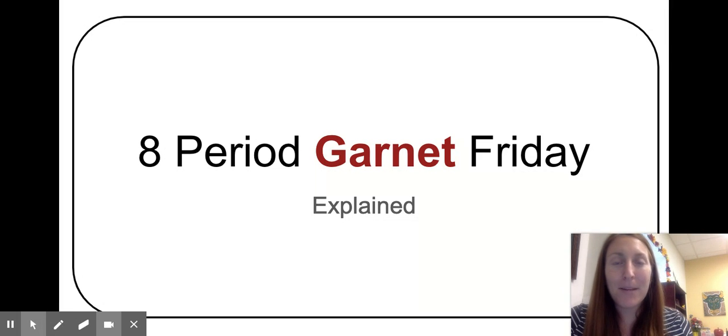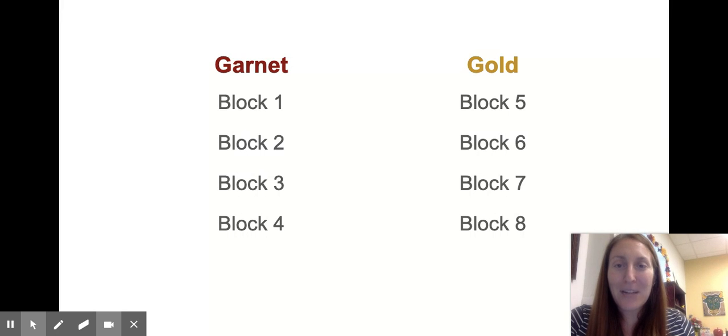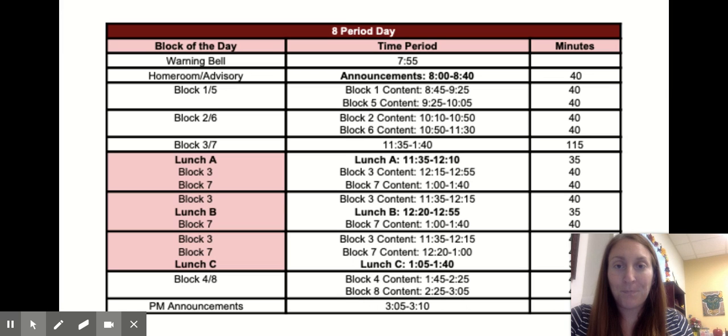I am here to explain our 8-period Garnet Friday schedule. In case you weren't sure, our Garnet classes are blocks 1 through 4, where students attend on Mondays and Wednesdays, and our Gold classes are blocks 5 through 8 that students attend on Tuesdays and Thursdays. On Fridays, our students attend all 8 classes, but that's going to look a little bit different this year.